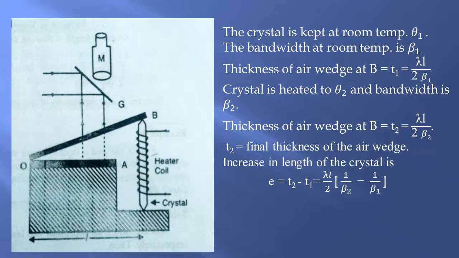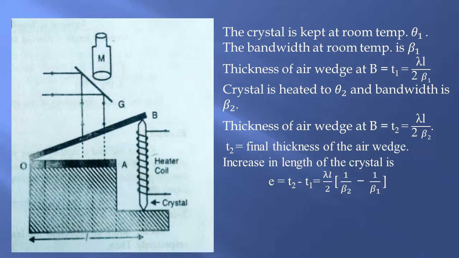Initially, the crystal is kept at room temperature theta 1. At room temperature, the bandwidth beta 1 of the interference bands is measured and it is given by T1 is equal to lambda L divided by 2 beta 1, where T1 represents the thickness of the air wedge at B and L is the distance between the hinge O and the point of support B.